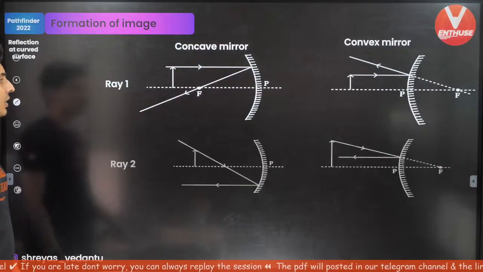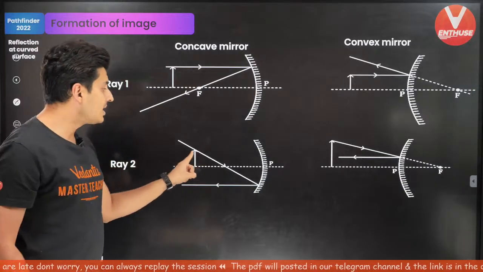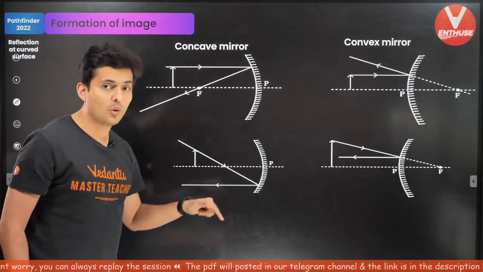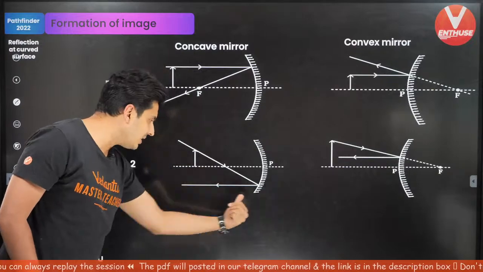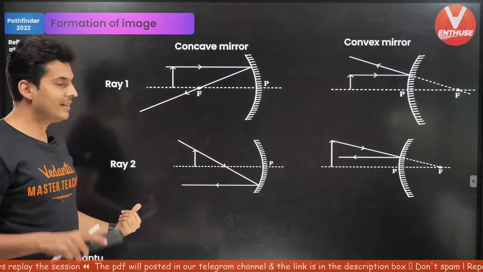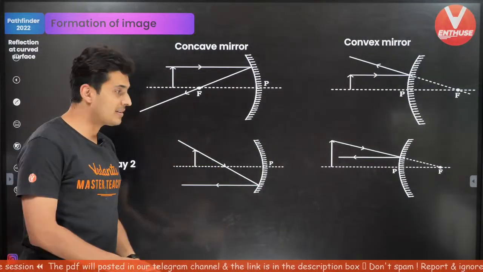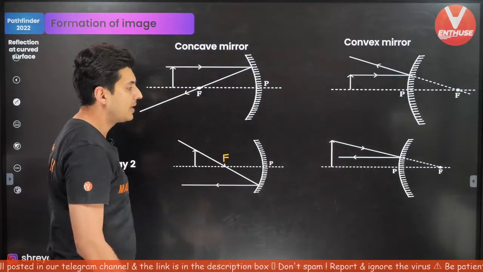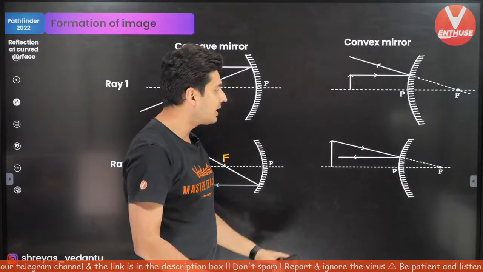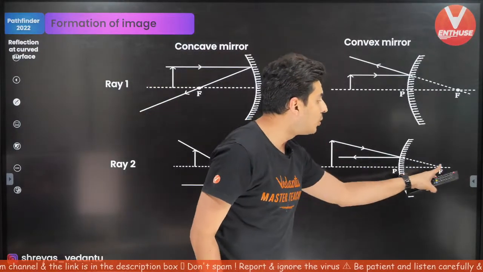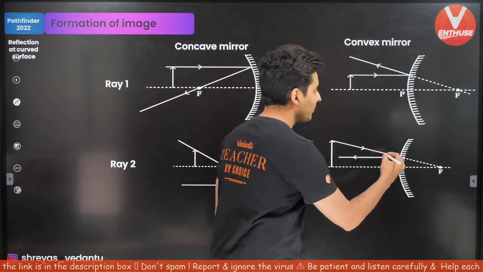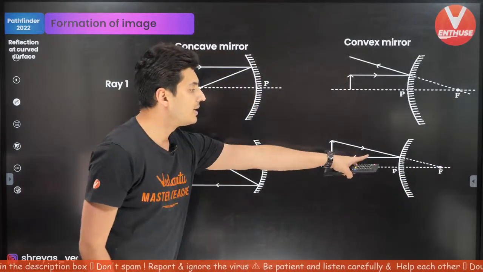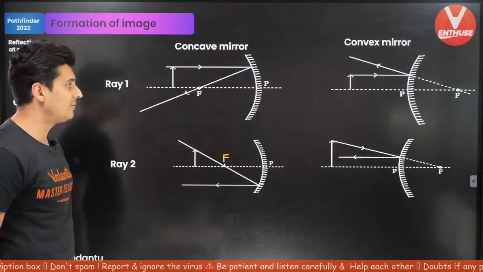Another ray that one can draw is a ray which passes through the focus. After reflection, it will become parallel. Very interesting. A ray which is going to pass through the focus, this is the focal point, then after the reflection, it becomes parallel. For a convex mirror, if the ray is incident towards the focus, it becomes parallel after the reflection.